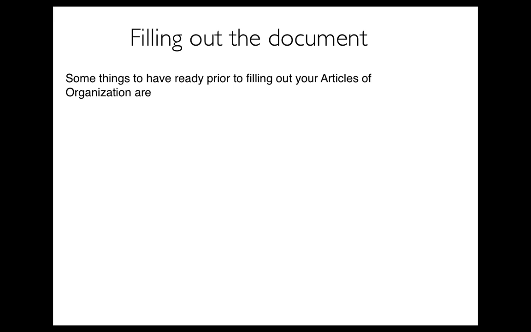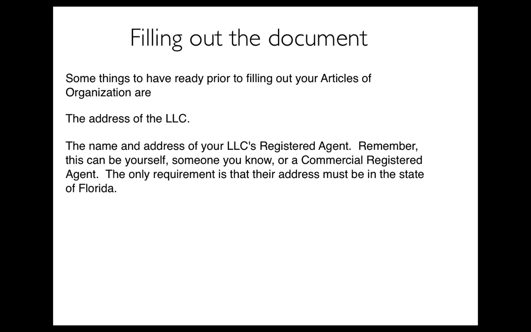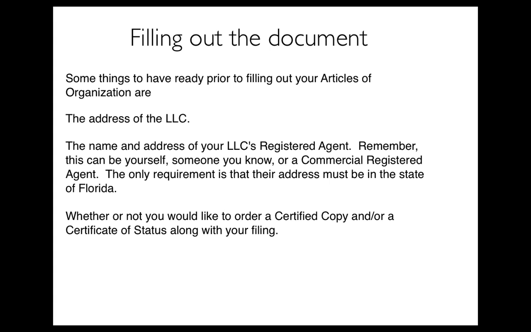Some things to have ready prior to filing your articles of organization are the address of your LLC, the name and address of your LLC's registered agent. Remember, this can be yourself, someone you know, or a commercial registered agent. The only requirement is that their address must be in the state of Florida. And whether or not you would like to order a certified copy and/or a certificate of status along with your filing. We will go into details on all of the above in just a few minutes.